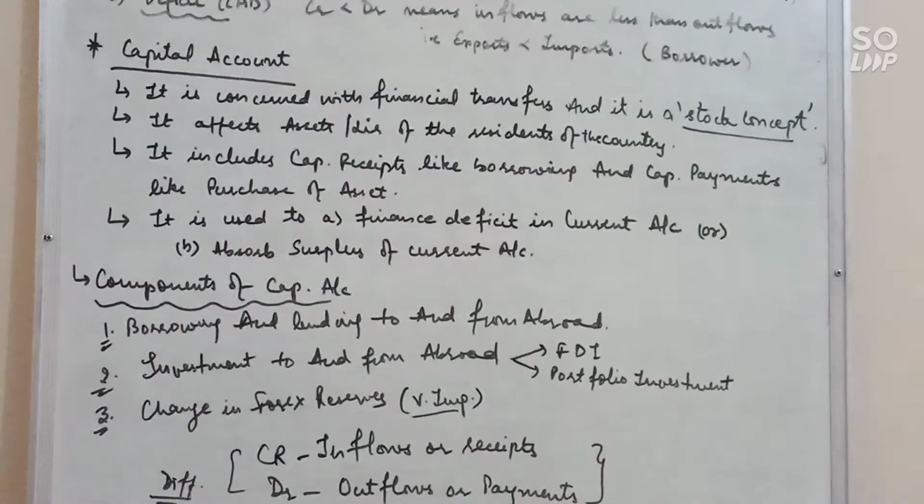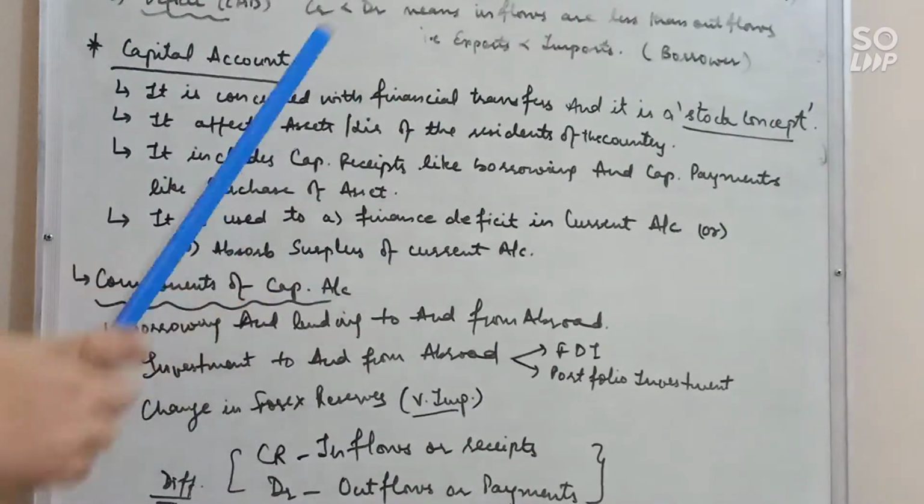It is used to finance deficit in the current account. It means if there is any deficiency in the current account, that can be covered from the capital account. And second, it absorbs surplus of the current account.